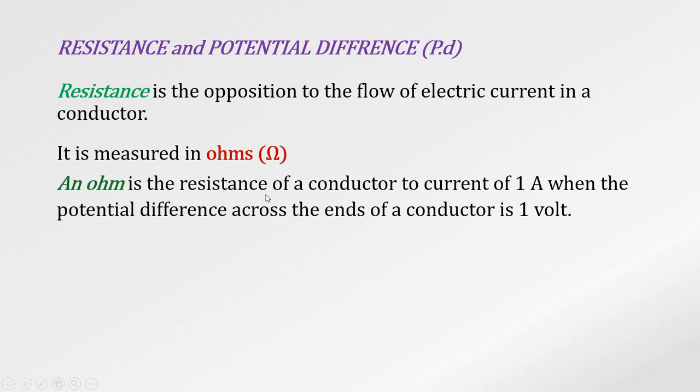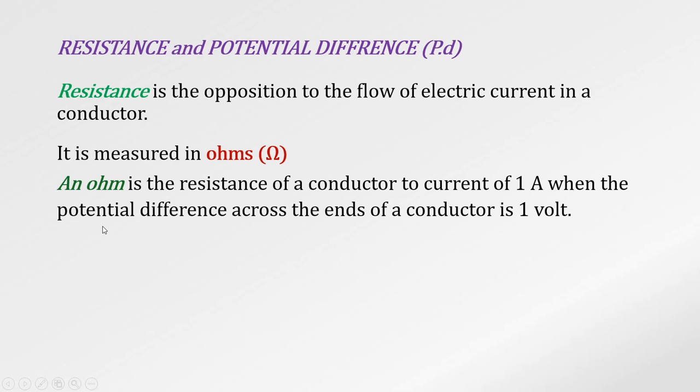Now when the PD is 1 volt and supplies current of 1 ampere through that conductor, it will experience a resistance of 1 ohm. So therefore we simply define an ohm as the resistance of a conductor to current of 1 ampere when the potential difference across the ends of the conductor is 1 volt.